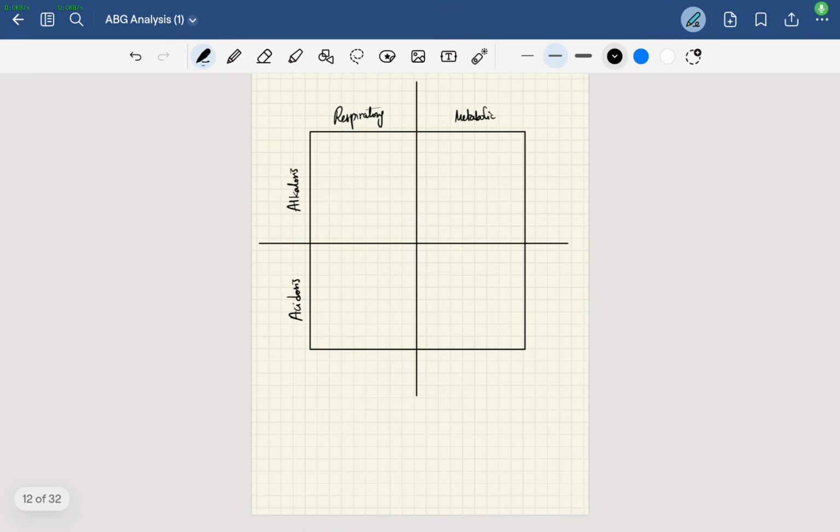So now you know that there can either be acidosis or alkalosis depending on pH. And you also know that the causes are either respiratory or metabolic. So as a result, you get four primary acid-base disorders, which are respiratory alkalosis, metabolic alkalosis, respiratory acidosis, and metabolic acidosis. And we'll be discussing each of these in detail now.